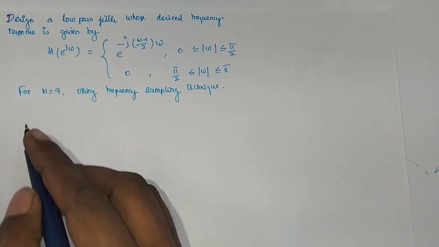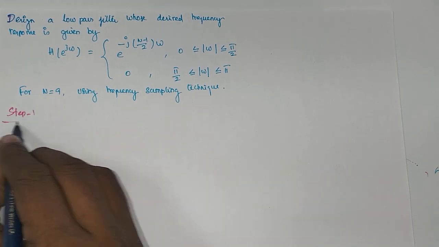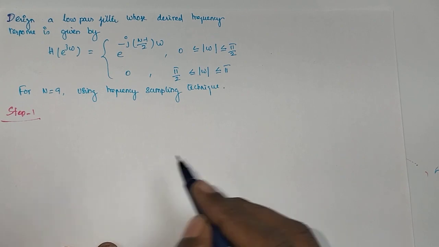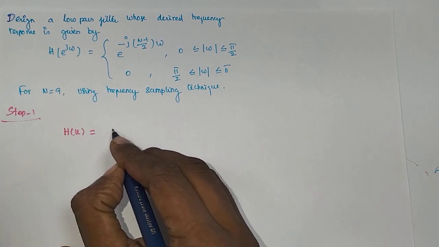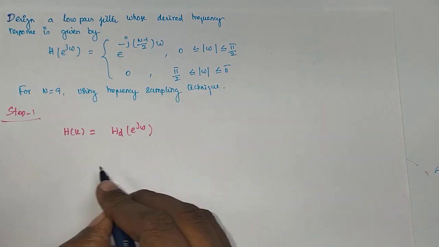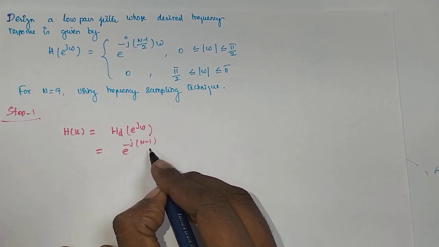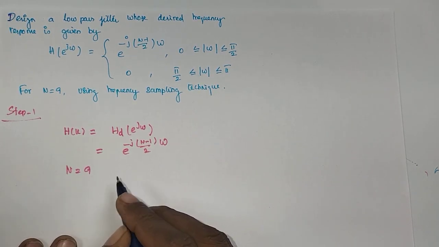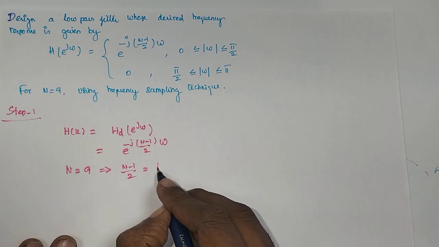Let's see what steps are involved in designing the FIR filter. Step 1 is to find the samples at desired frequencies. That is, first you have to write H of k equals H, the desired response, e power j omega, which is equal to e power minus j (N minus 1) by 2 omega. Here in our problem N is given as 9, so (N minus 1) by 2 is equal to 9 minus 1, 8, 8 by 2 is equal to 4.